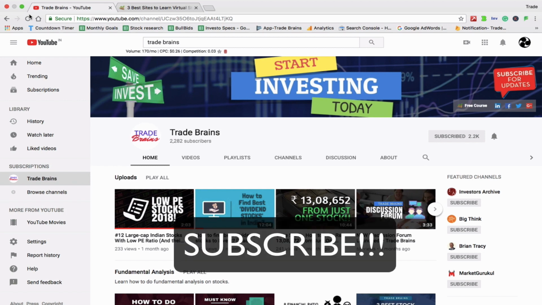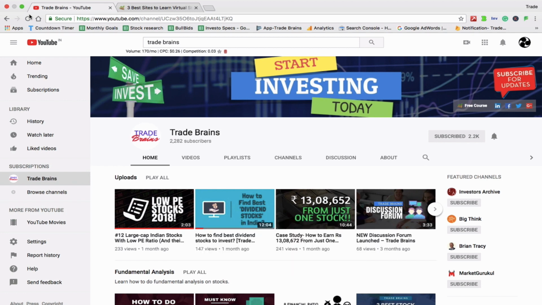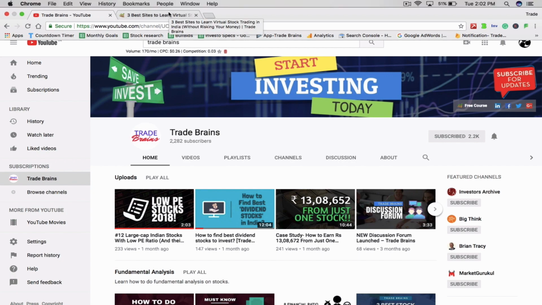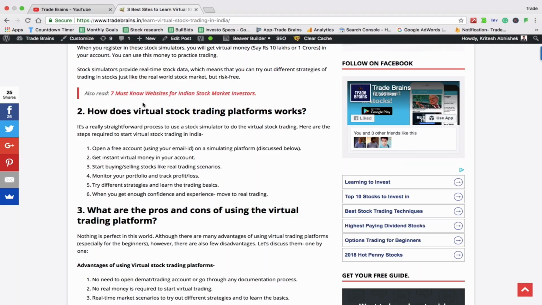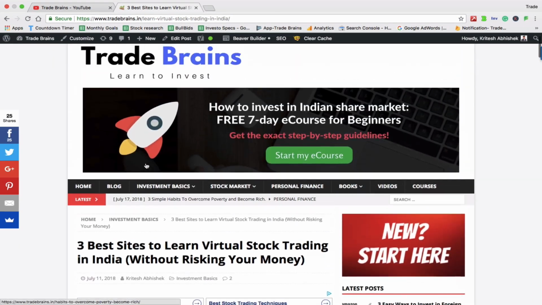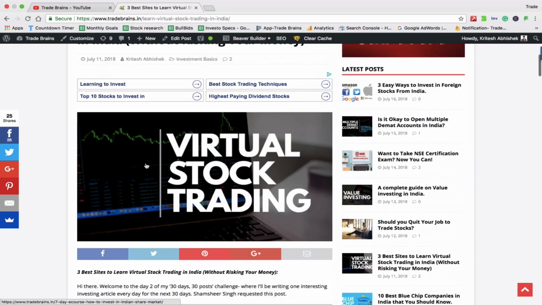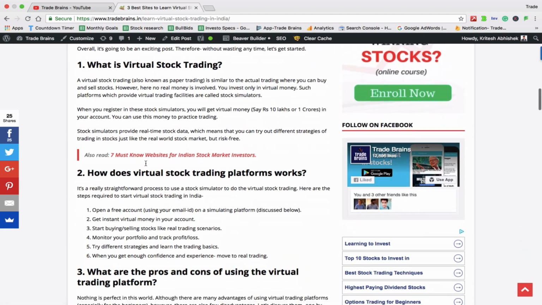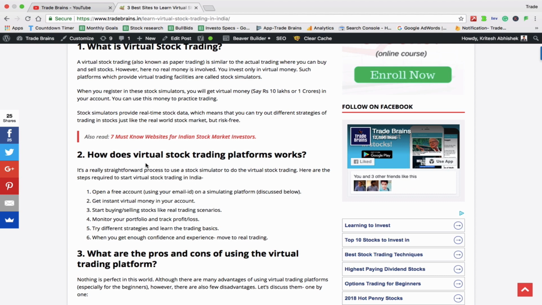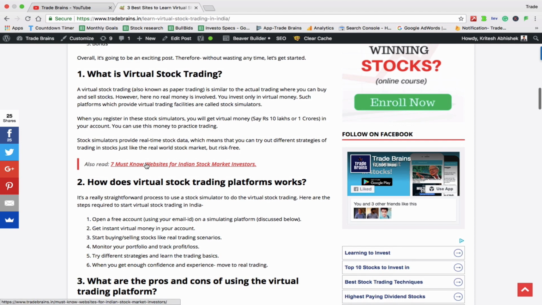So before starting how to use virtual trading platforms in India, first let's understand what is a virtual trading platform. I have already written a detailed blog post on what is virtual stock trading on the Trade Prince website, which you can read. Here I have discussed what is virtual stock trading, what are the pros, what are the cons, and what are the virtual stock trading platforms in India.